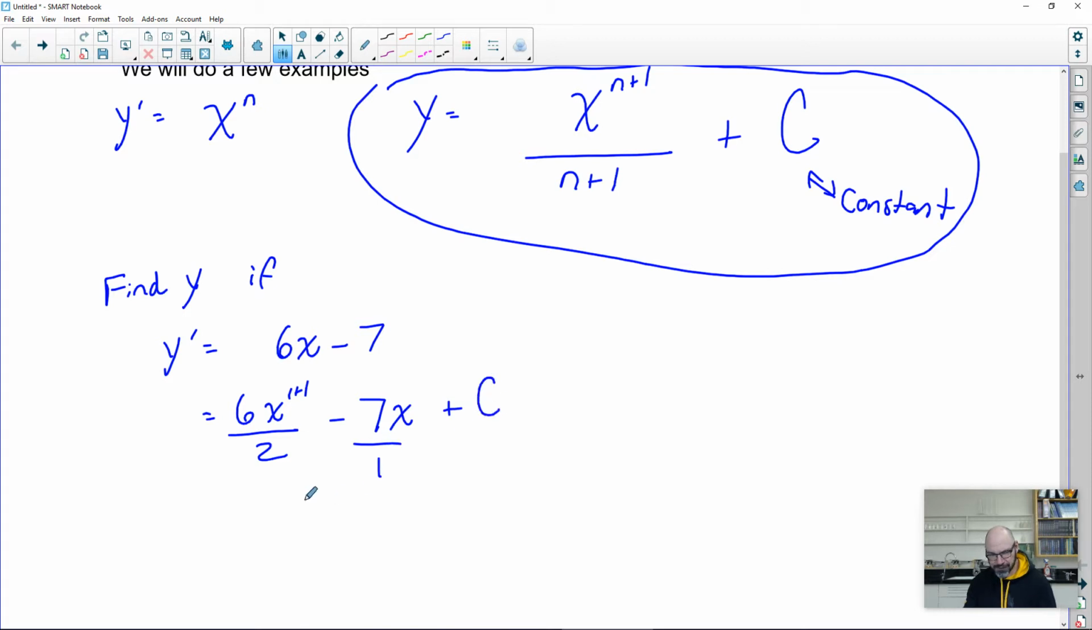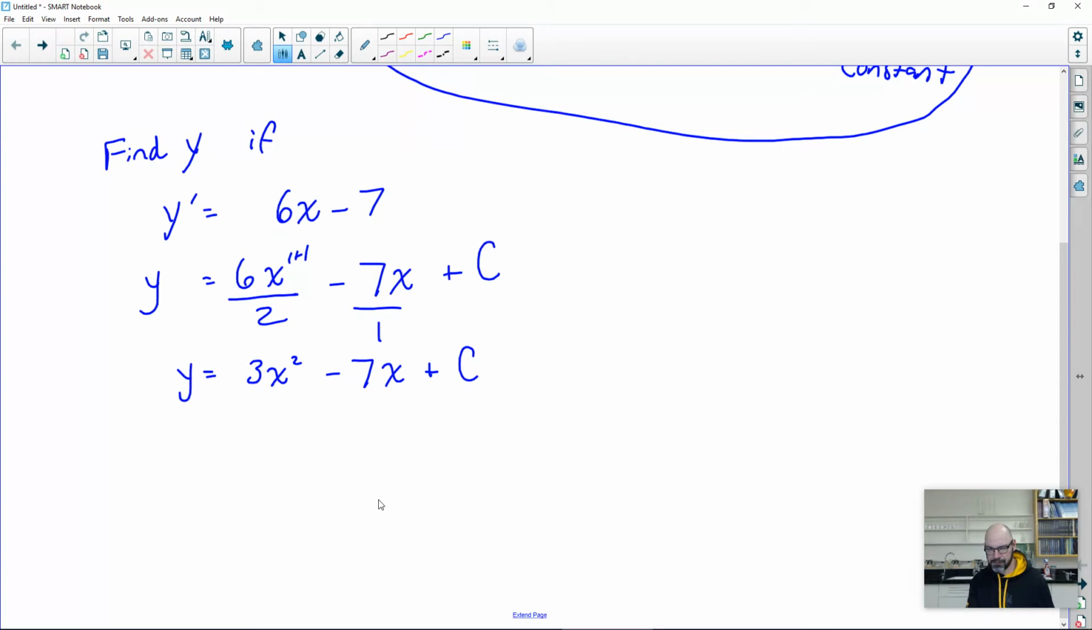Plus c. So our y is equal to 3x squared minus 7x plus any number. Because if we do the derivative here, this would be 6x, no problem, minus 7. Perfect. And this constant could be any constant. Now we'd have to have some extra information about this to be able to solve for it. Let's do another one of these, some basic ones. If you can't solve for it, you just leave it as C.